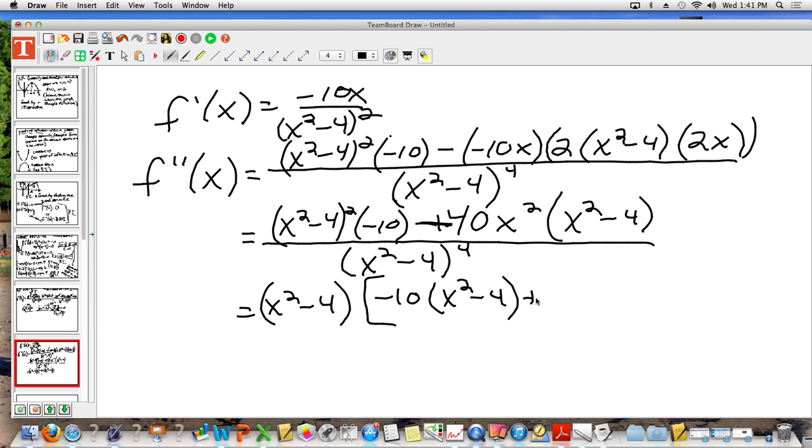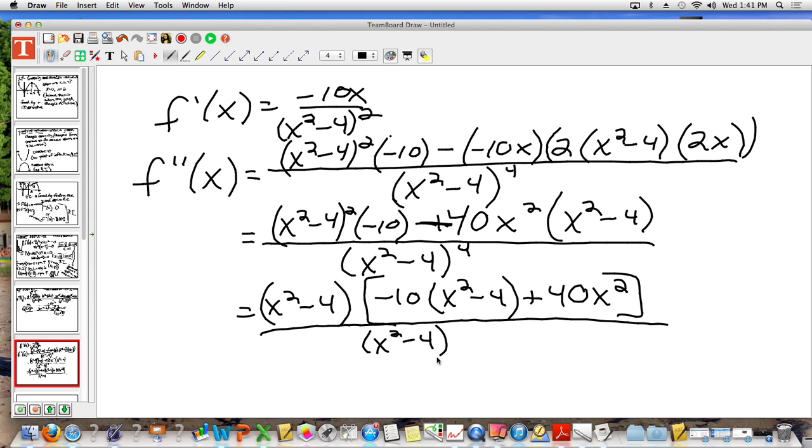Plus 40x squared, divided by x squared minus 4 to the power of 4. What can I do now? Yeah, this x squared minus 4, I can cancel out with what on the bottom? 1 of them. How many are going to be left? 3. So I'm going to cross off my 4, and I'm going to make it a 3.